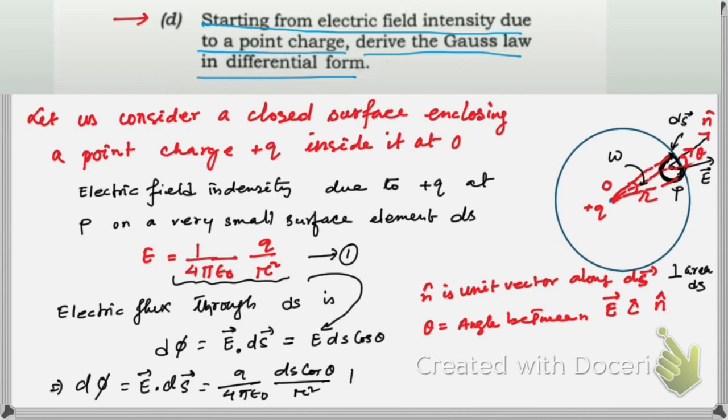Okay, so from where we have got from 1, right? Now you see this solid angle omega is equal to dS cos theta by r squared, right? So we can replace that d phi, that is E vector dot dS vector, is equal to q by 4 pi epsilon naught into d omega, right? D omega.